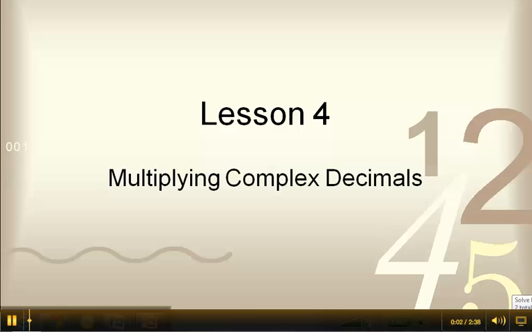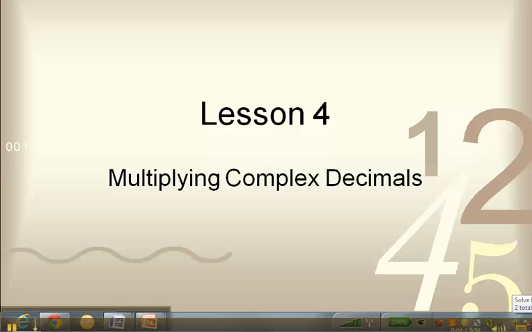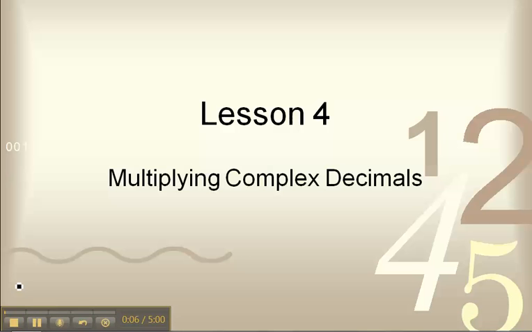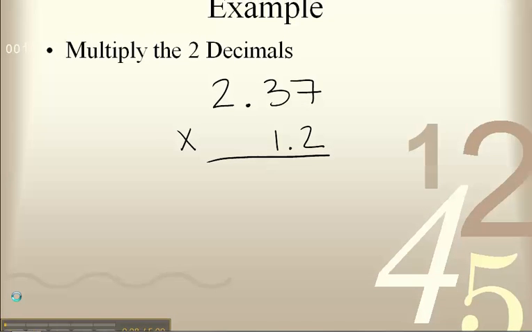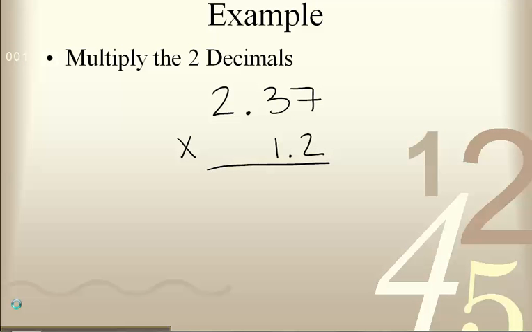Okay, gentlemen, this is the lesson 4 video, multiplying complex decimals, as I had mentioned previously. So here we're going to be multiplying decimals that do not necessarily have the same number of digits in each of the numbers themselves. So you're going to multiply 2.37 times 1.2. As you can see, I have already shifted my smaller number to the right so that the 7 and the 2 line up. Okay? So as long as these line up, you can continue to multiply like we did on the last example.